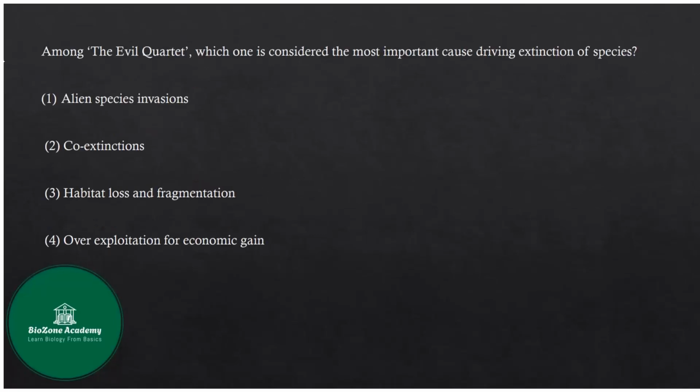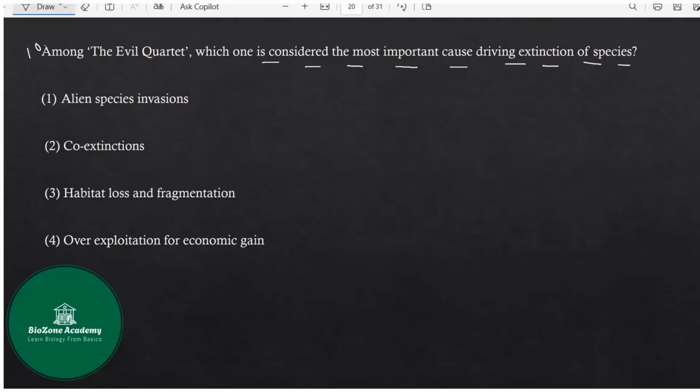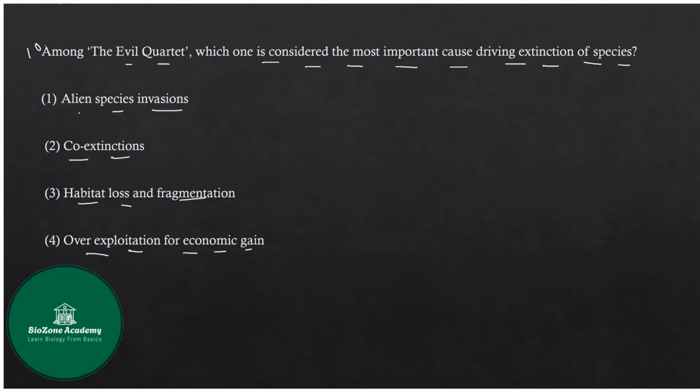Next, among the evil quartet, which one is considered the most important cause driving the extinction of species? The options are alien species invasion; option 2, co-extinctions; option 3, habitat loss and fragmentation; option 4, overexploitation for economic gain. So the correct option is option number 3, habitat loss and fragmentation.